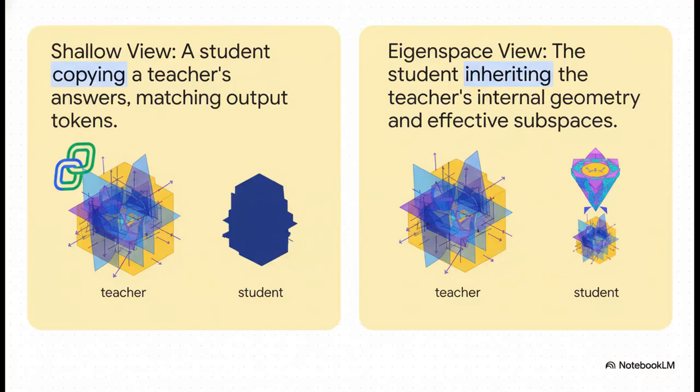And this is a huge mindset shift. The shallow view of distillation is that the student is basically just copying the teacher's answers, like cheating on a test. But the eigenspace view shows that for any real learning to happen, the student has to inherit the teacher's internal geometry, the actual scaffolding of subspaces that makes robust reasoning possible in the first place.